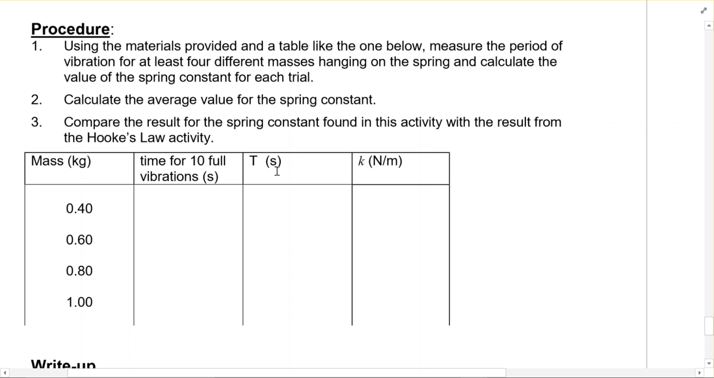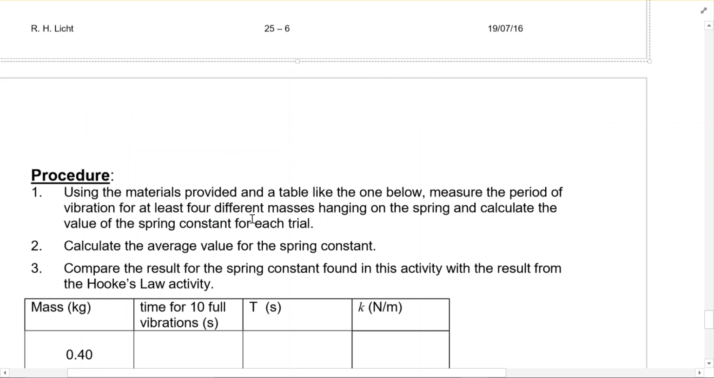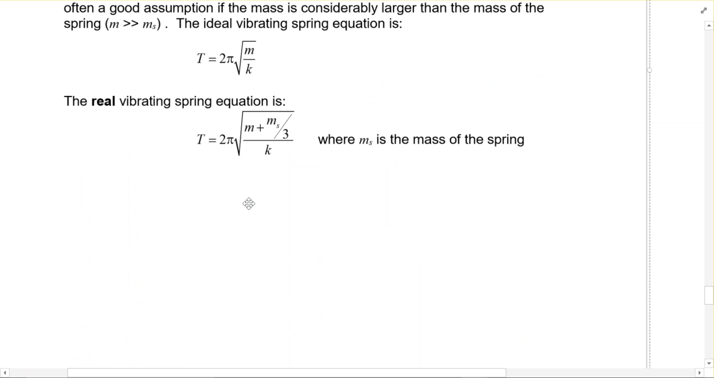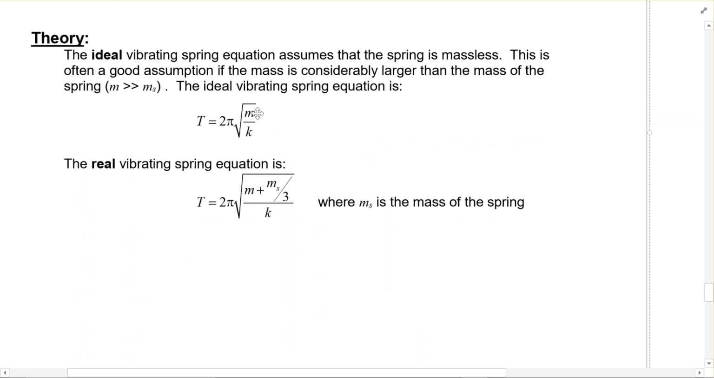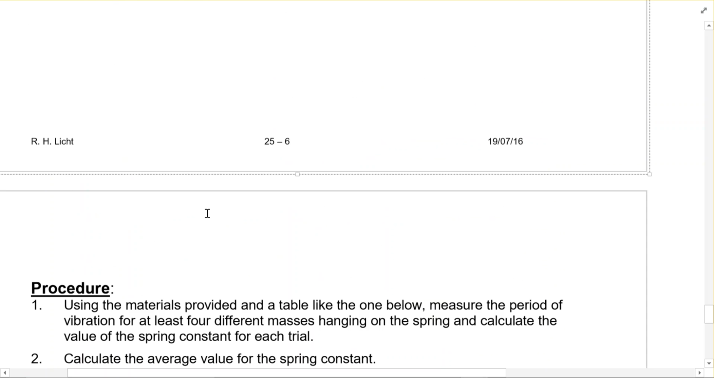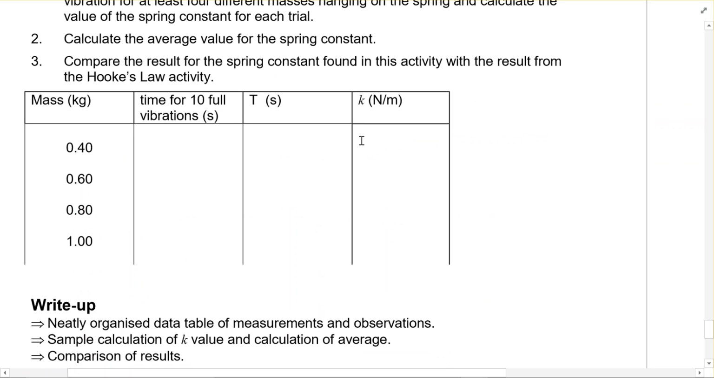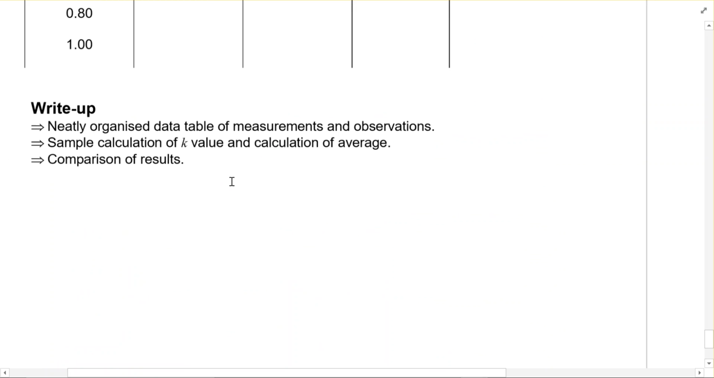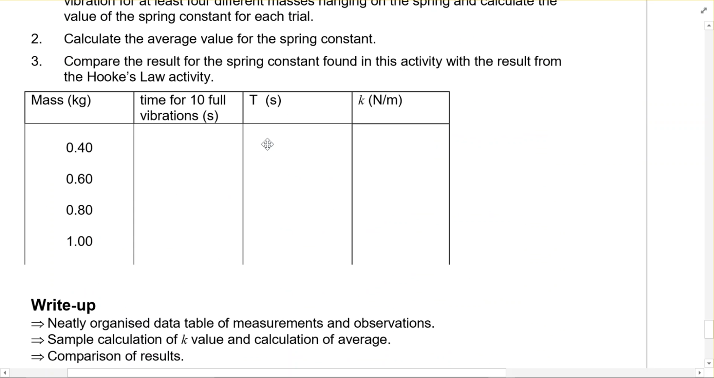Okay, and then your period would just be divided by 10, and then you can figure out what your K value is using your formula. So that's how you're going to find it. You've got to rearrange this formula for K, and then put that in for there. Hopefully that made sense. Okay, so that's what you're going to do for that one.